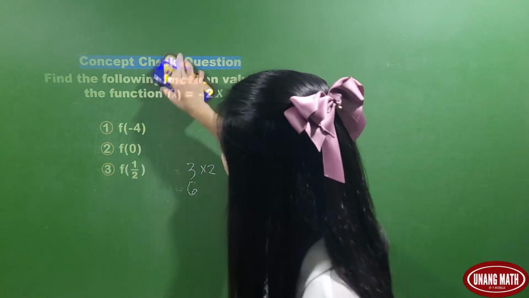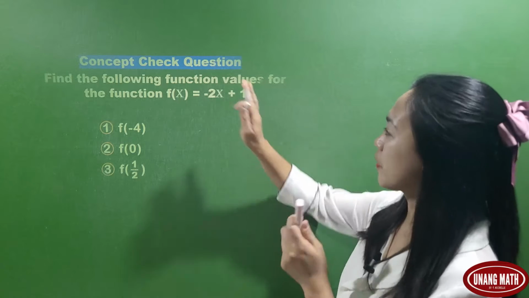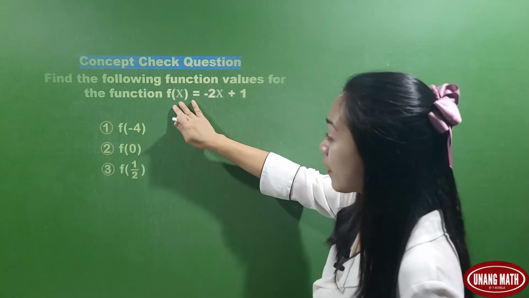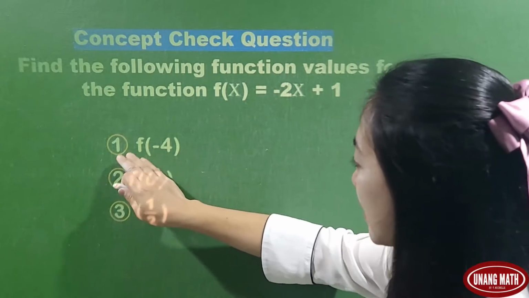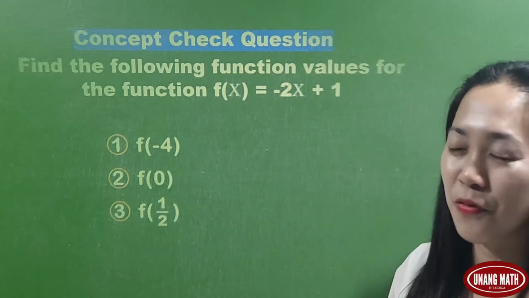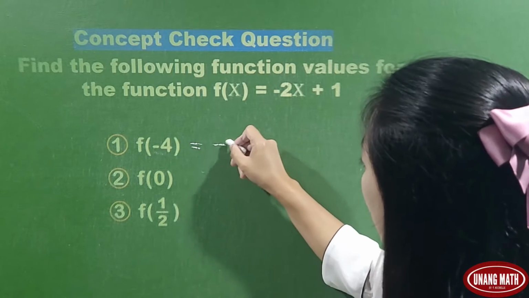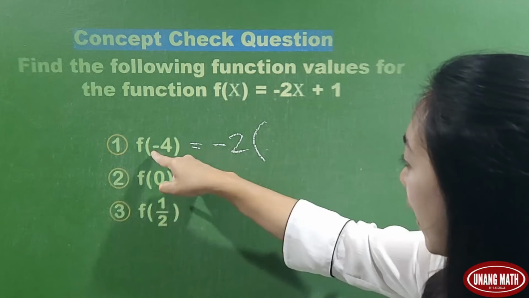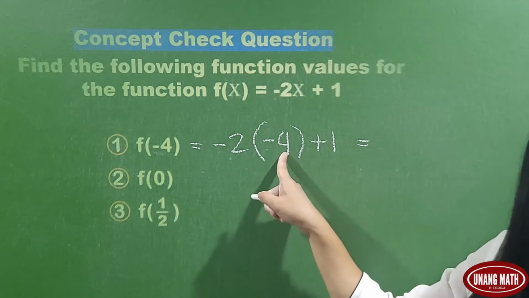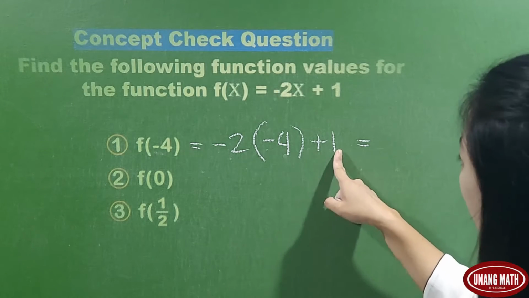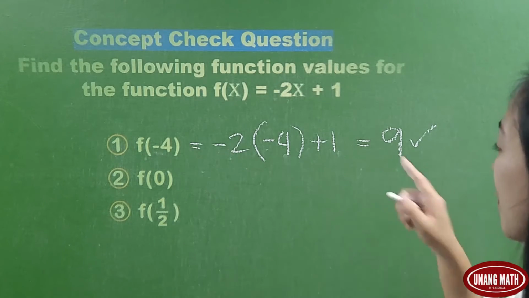Okay, let's have more examples by answering this concept check question. We will find the following function values for the function f of x is equal to negative 2x plus 1. Okay, number 1 is f of negative 4. So the value of x is negative 4. So this is equal to negative 2 times the value of x, which is negative 4, plus 1. Okay, negative 2 times negative 4, that's 8. So 8 plus 1, then that's equal to 9. So f of negative 4 is equal to 9.